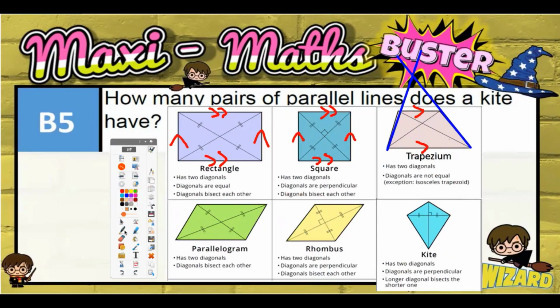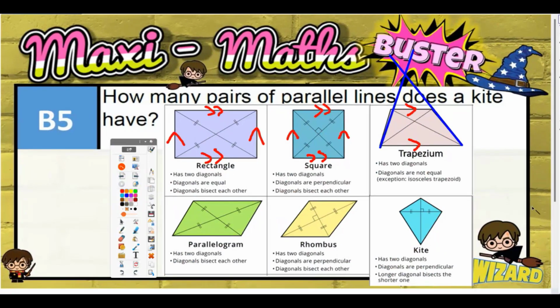The kite basically does not have any parallel lines, and you can prove it because this line and this line, if you extend them, would eventually meet. They are going towards each other, which means they're not parallel. And you can say exactly the same on the other side. This line and this line also are going towards each other. So the kite does not have any lines which are parallel because all the lines are sort of going towards each other in some way.